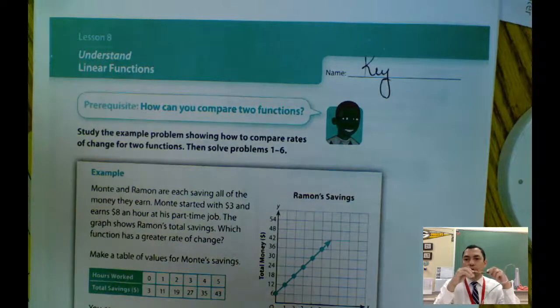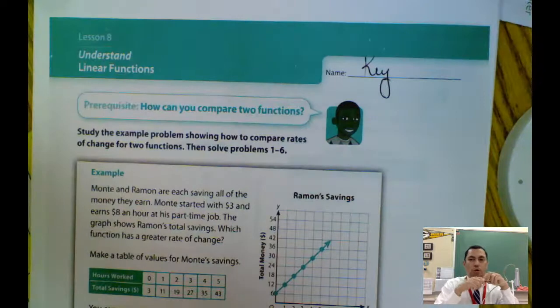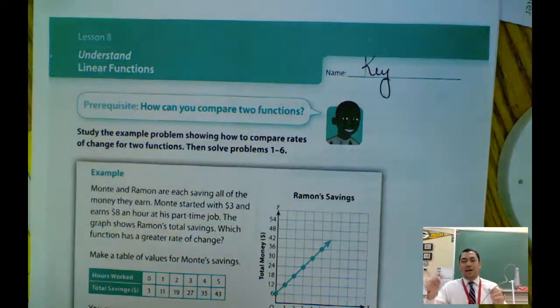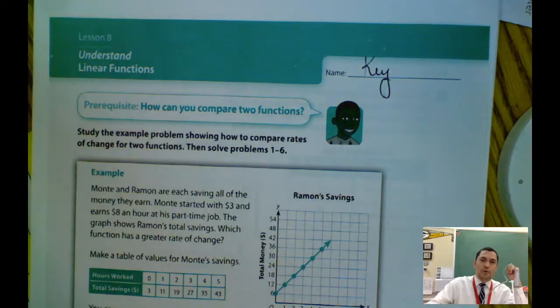Hello everyone, we're going to solve the homework of lesson 8. Remember that we are working with understanding functions, especially linear functions this time. Remember that we mentioned a linear function is a straight line. Every time you see a straight line, that's a linear function. In this case, we're going to study the example.